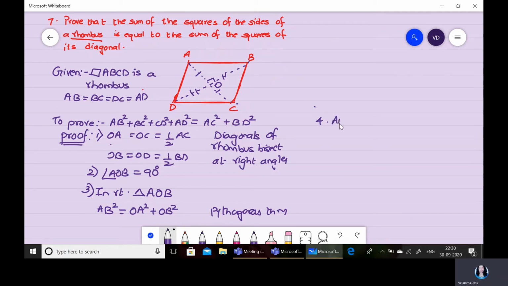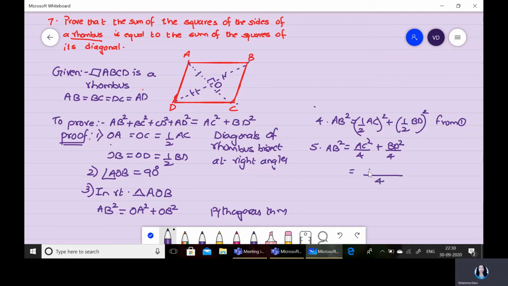So here we write AB square equals, instead of OA, half AC the whole square, plus, instead of OB, half BD the whole square, and the reason is from 1. Now when we open the bracket, we square it, so this becomes AC square upon 2 square, which is 4, and similarly BD square upon 4. So we can take the common denominator 4 and get AC square plus BD square upon 4, and here we have AB square.